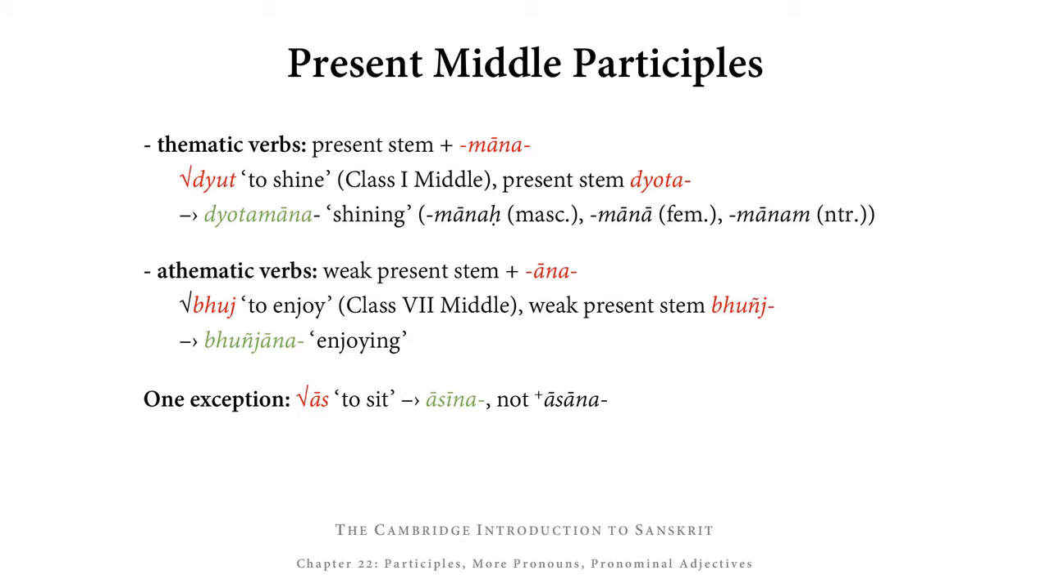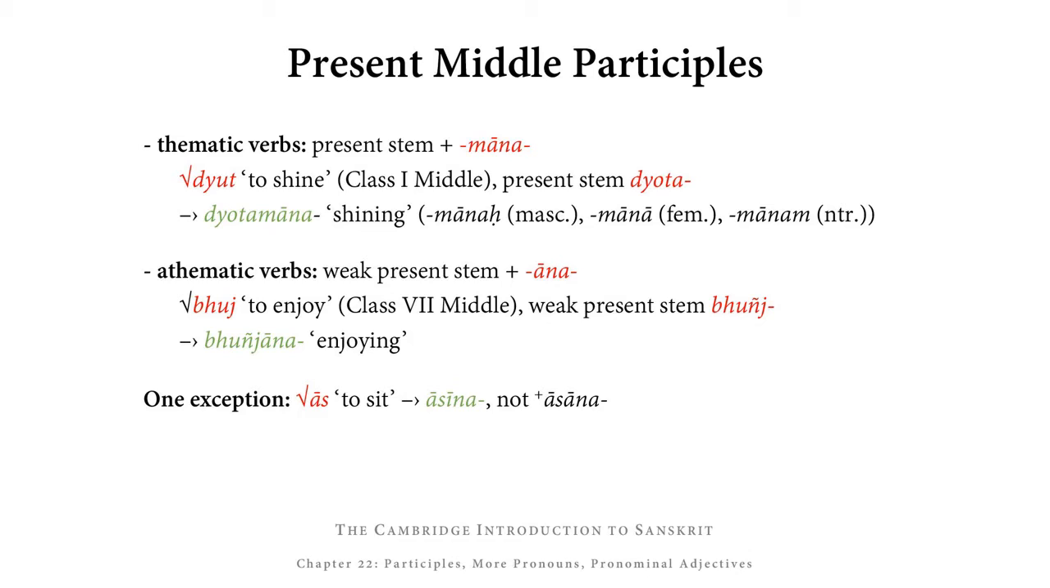So let's look at present middle participles. These are formed of verbs that also in their finite forms normally take middle endings. Remember, some verbs mostly take active endings, others mostly take middle endings. Those that mostly take middle endings in their finite forms also mostly have middle participles.